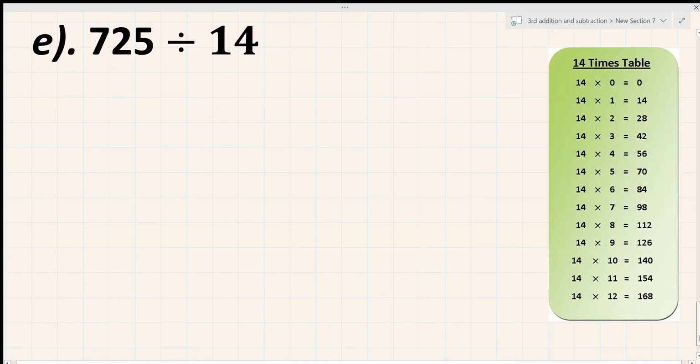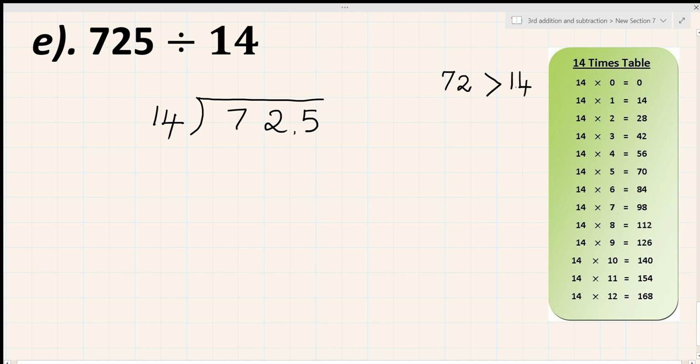725 divided by 14. So arrange the numbers in the division bar. 725 divided by 14. So here the divisor is 14, so we are going to use the 14th table. Now how many digits should we take from the dividend? Yes, we have to take 2 digits because the divisor is a 2-digit number. So now we have 72. It is greater than the divisor, so we can divide the number.